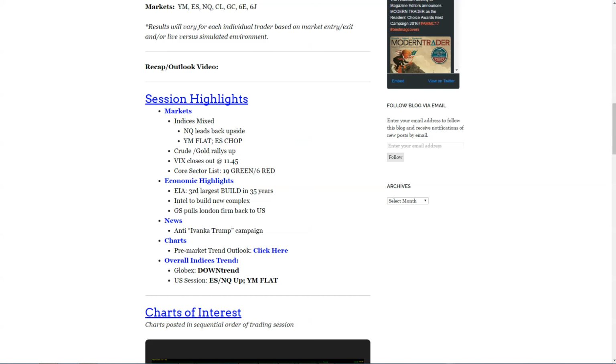EIA, third, that's right, counted third largest build in 35 years. And what does crude do? Crude takes off to the upside.